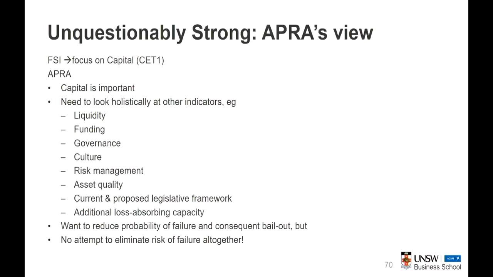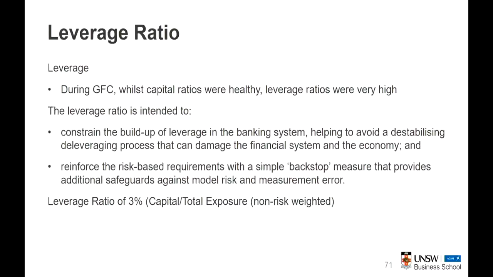APRA ultimately wants to reduce the probability of failure, but they're not trying to eliminate the probability of failure. No regulator is trying to do that. Right? So no regulator is ultimately trying to get rid of the chance of failure by the bank. Leverage ratio, finally, as we said, 3% capital divided by total exposure, non-risk weighted. And then different countries can actually increase that ratio as well.